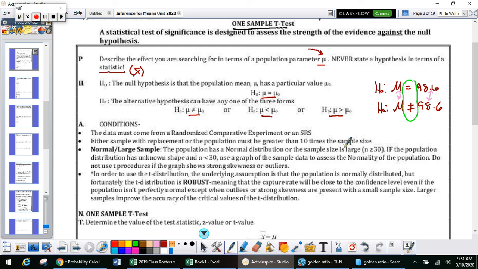Conditions are the same as before. Number one, it's randomized. We need random assignments or random sample. We either sample with replacement or 10 times the sample size. Or finally, our normality or large sample size condition, which is the same one we looked at for confidence intervals.